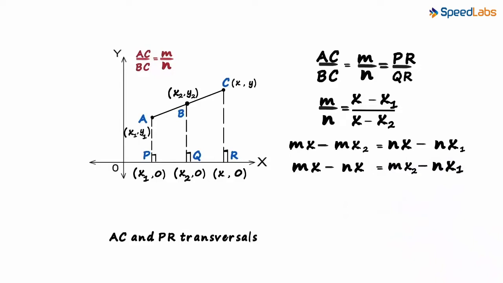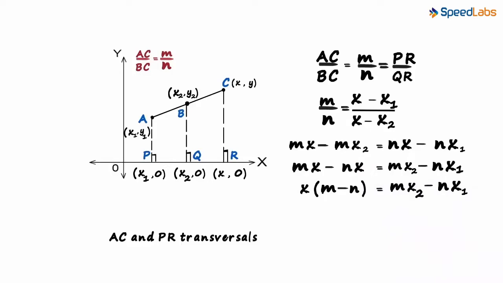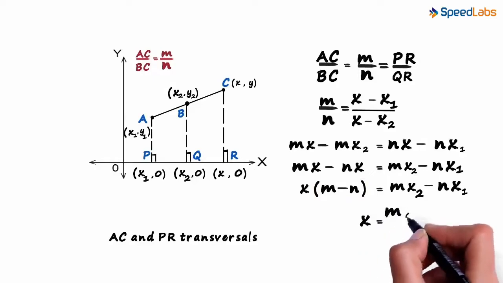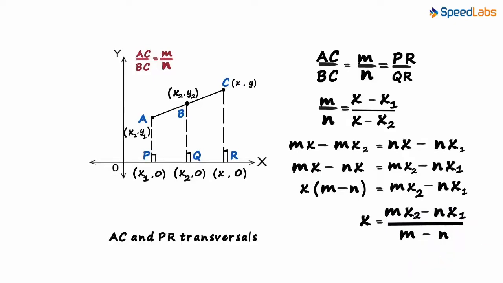The difficult part is over. Now it's pure algebra. Since x is a common factor on the left-hand side, we write x multiplied by m minus n equal to mx2 minus nx1. Transposing m minus n to the other side, the x-coordinate will equal mx2 minus nx1 divided by m minus n. This tells us that given the x-coordinates of the endpoints and this ratio, we can find the x-coordinate of the point that divides a segment externally.